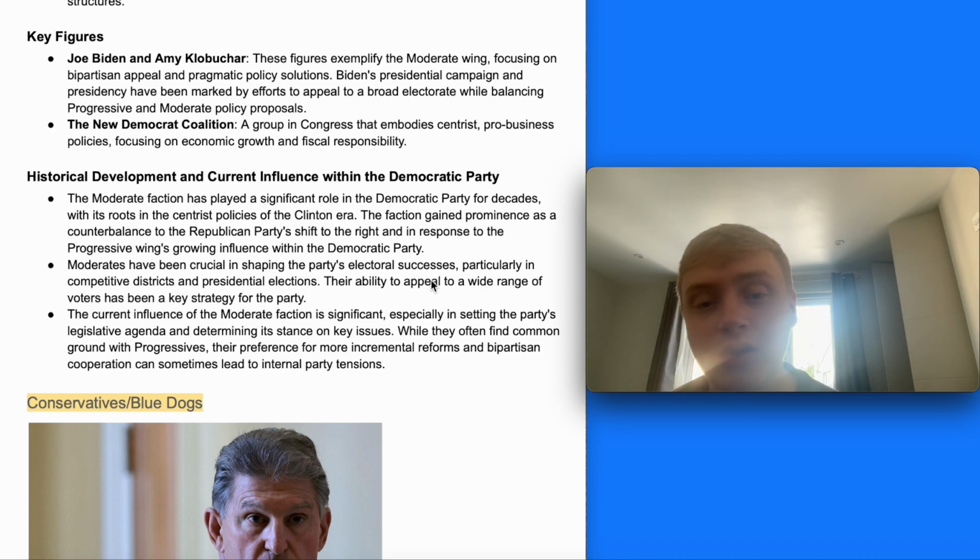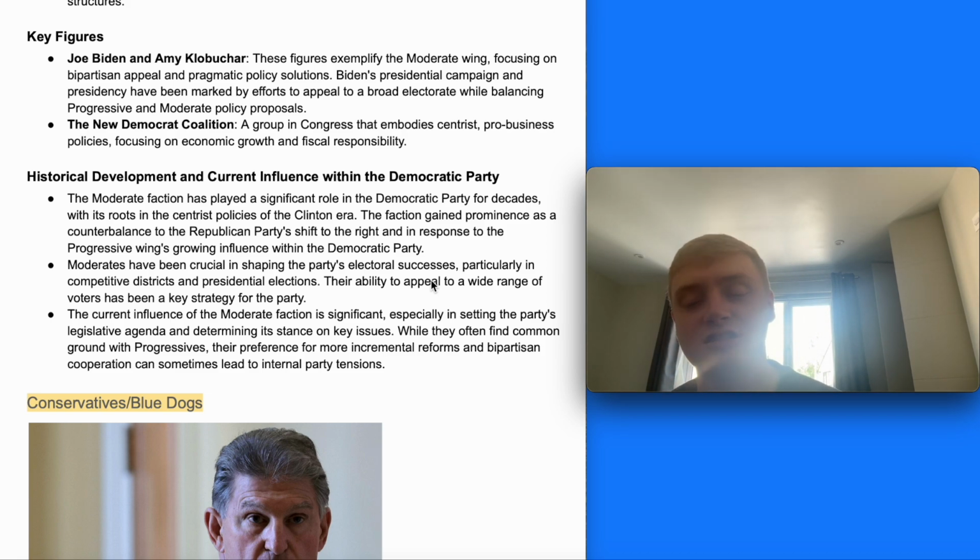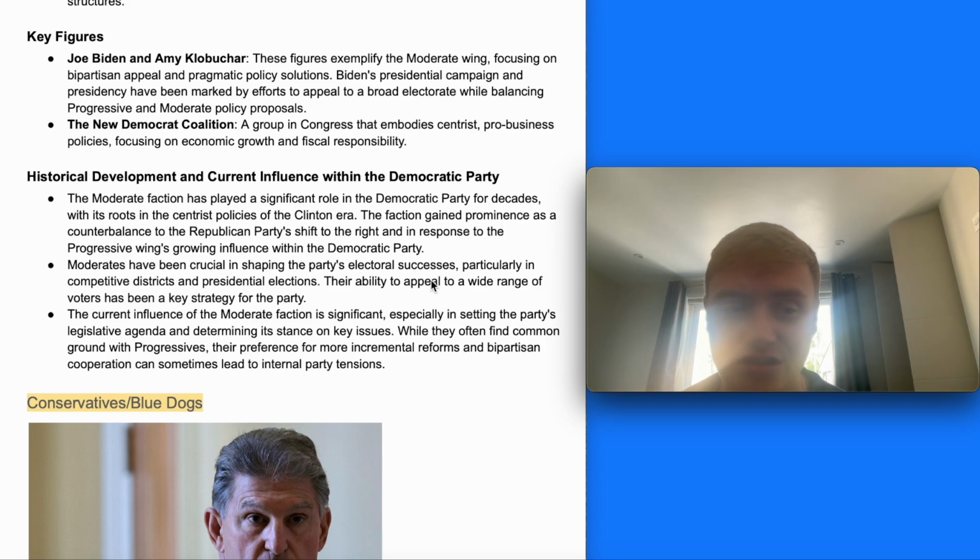Their ability to appeal to a wide range of voters has been a key strategy for the party, and the current influence of the moderate faction is significant, especially in setting the party's legislative agenda and determining its stance on key issues. While they often find common ground with progressives, their preference for more incremental reforms and bipartisan cooperation can sometimes lead to internal party tensions.